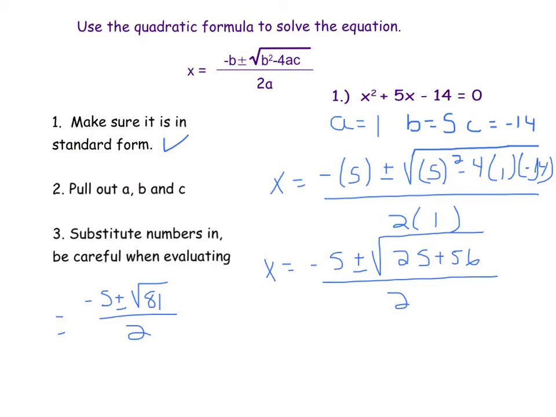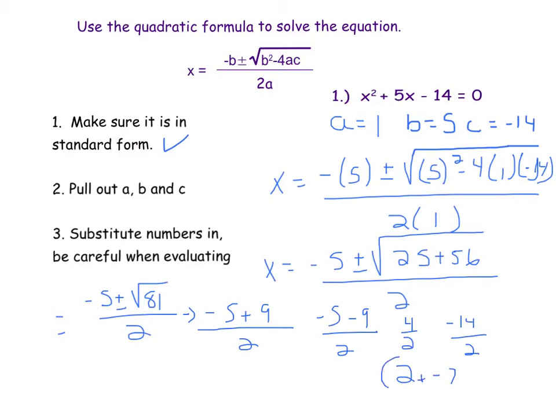At this point, just like we have done in the past, you are going to separate this into 2 separate equations. So negative 5 plus 9, because the square root of 81 is 9, over 2, and negative 5 minus 9 over 2. Negative 5 plus 9 is 4 over 2, which is 2, and negative 5 minus 9 is negative 14 over 2, which is negative 7.